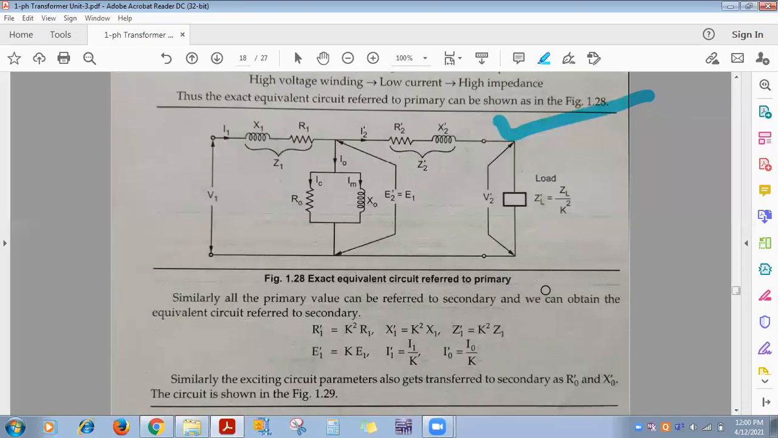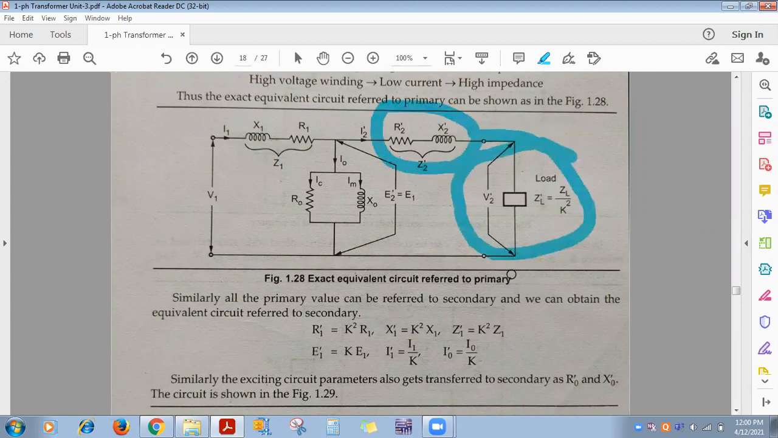See, this is the case. This is called the exact equivalent circuit referred to primary. Means what is done to make calculations easy: the secondary side parameters R2, X2, V2, ZL are transferred to the primary. That's why it is called referred to primary. For what purpose is it done? Only to make calculations easy. When they want to design a transformer, they don't directly design it. All of you know the designing part. Some data they collect, then they do analysis, and then they find out all the parameters. So while doing all these things, some calculations also need to be done.